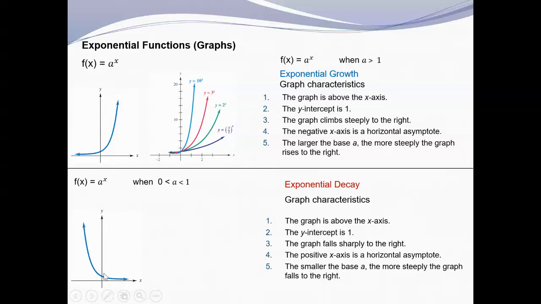The graph falls sharply to the right. So as it goes to the right, it begins to fall. And again, it would get real close to the x-axis, which is y equals 0, but it will never reach it. Okay. The positive x-axis is our horizontal asymptote. You see, this is the positive x-axis. That'll be the horizontal asymptote. The smaller the base a, the more steeply the graph falls to the right.